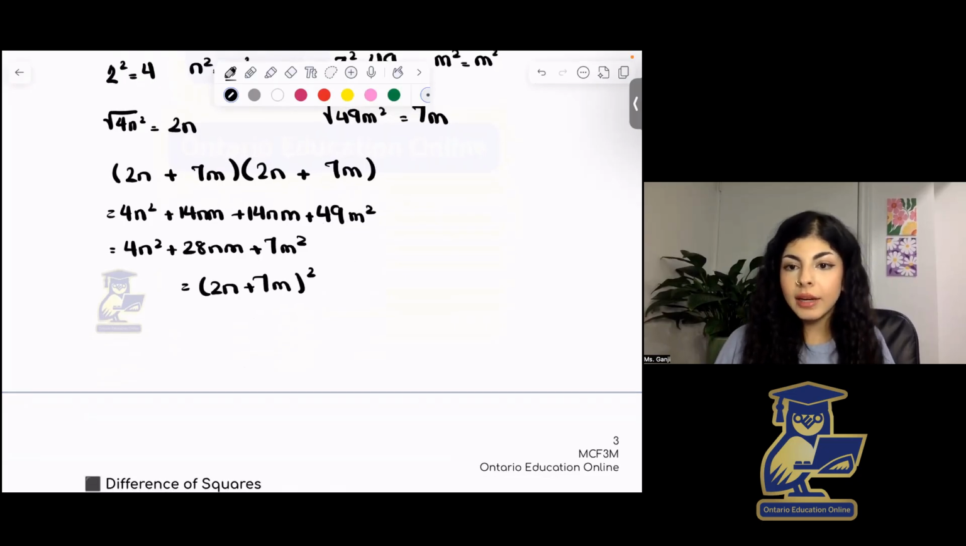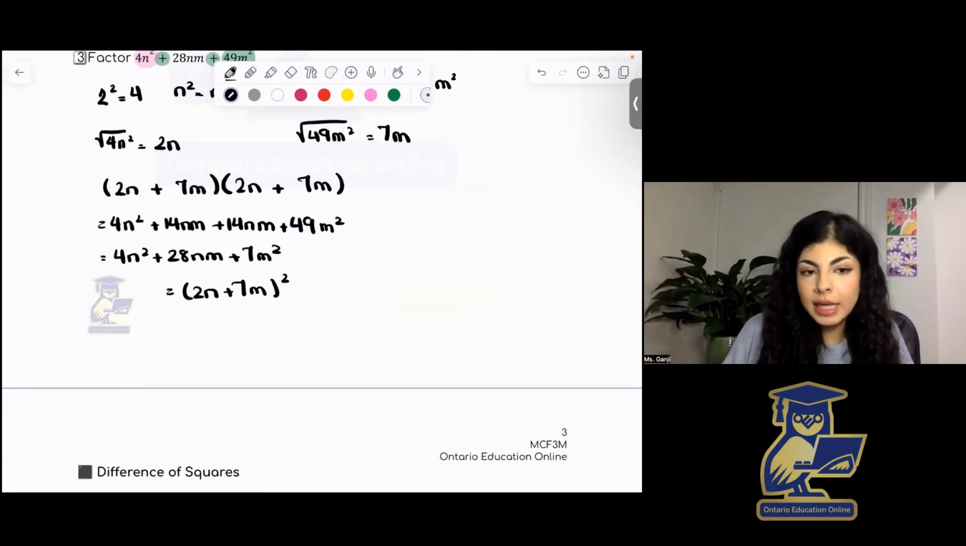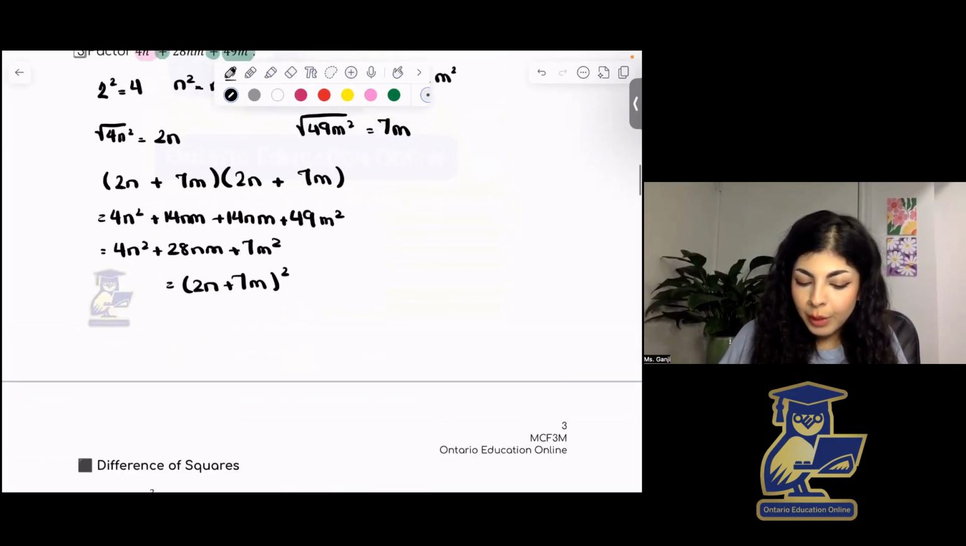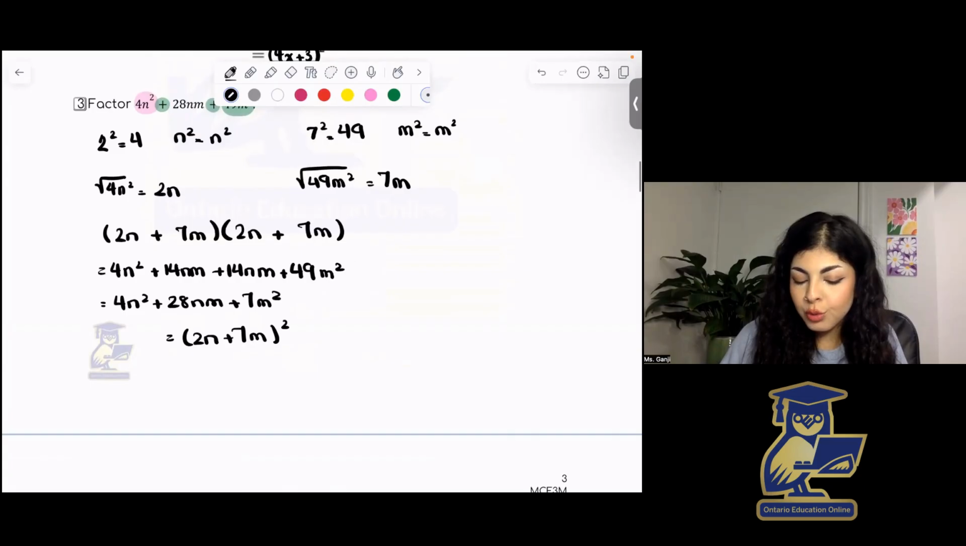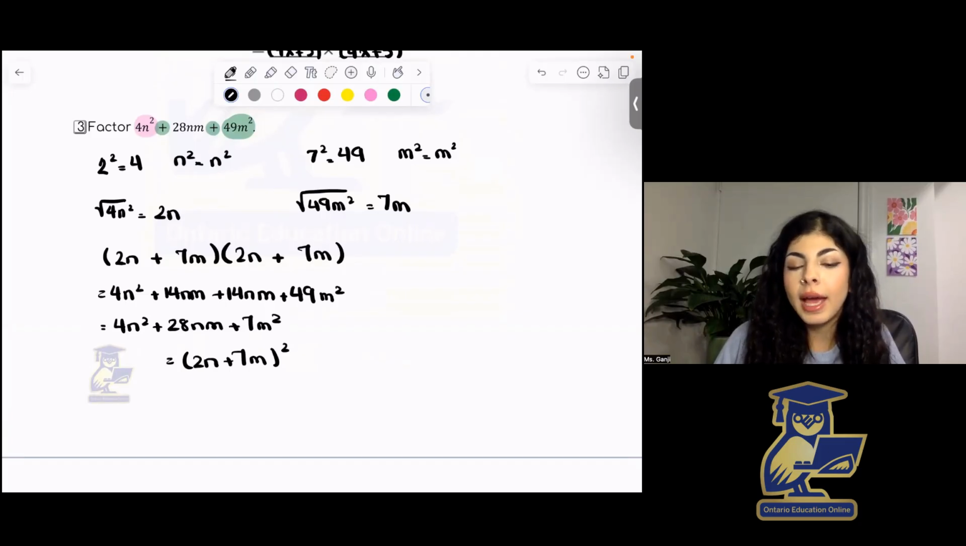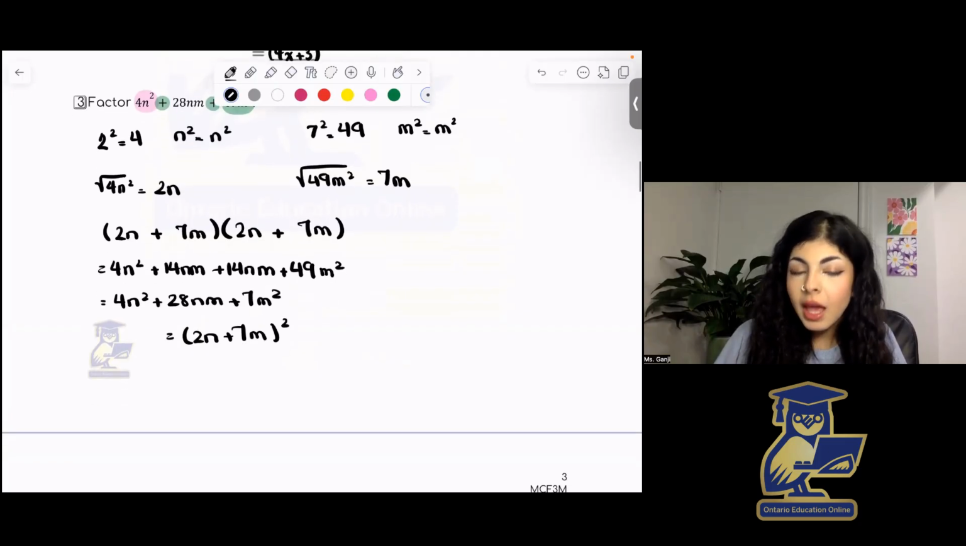So don't let that second variable in there fool you. It's still the same idea. We still have that square root of a, which is 2, and the square root of the constant term, which here has an additional variable with it, m. And so we get the 7m. And I just showed you the check that 2n plus 7m will give us that same expression.